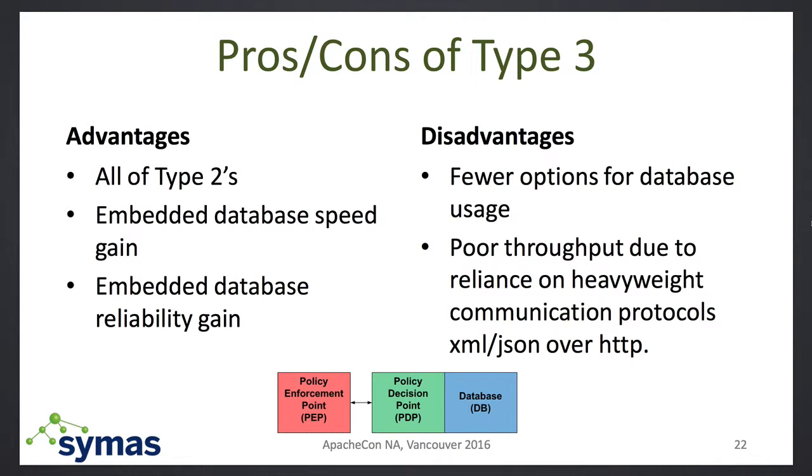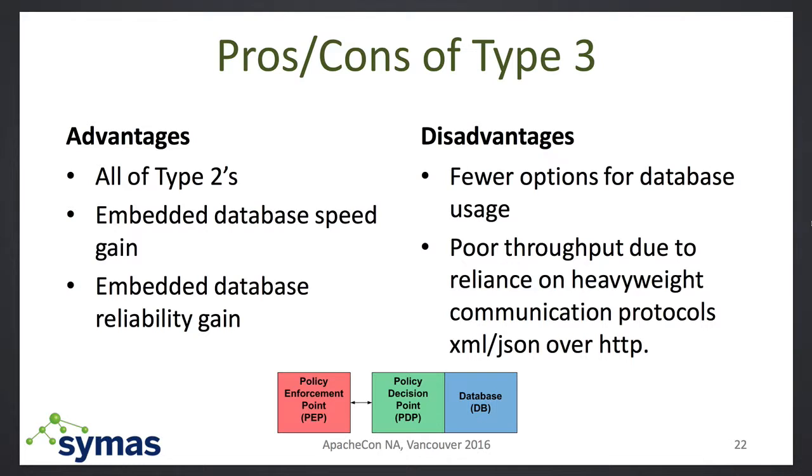So our pros and cons look a little different. So in terms of the pros, we get all of the type 2 pros. And this is speculative at this point, right? Because we didn't have one. So I'm still trying to convince my management team that we want to go forward. So we were speculating that it had all of type 2's advantages. And I think it's logical to say, well, you're going to get an embedded database speed gain because the database is sitting right there. So it doesn't have to do a network hop. So we're going to gain speed there. And you're going to have a reliability gain because the decision point and the database are clumped together, and so that's going to be more reliable than if it has to go over the wire.